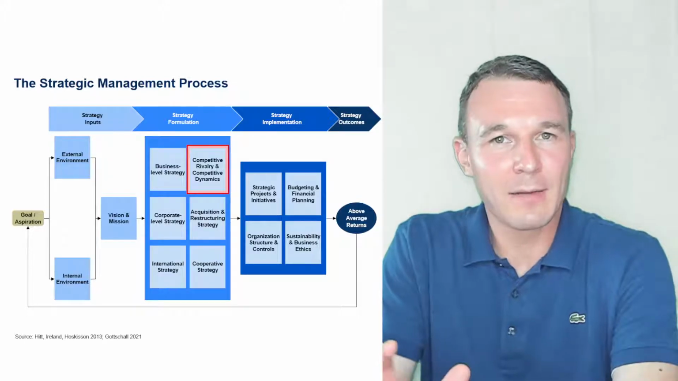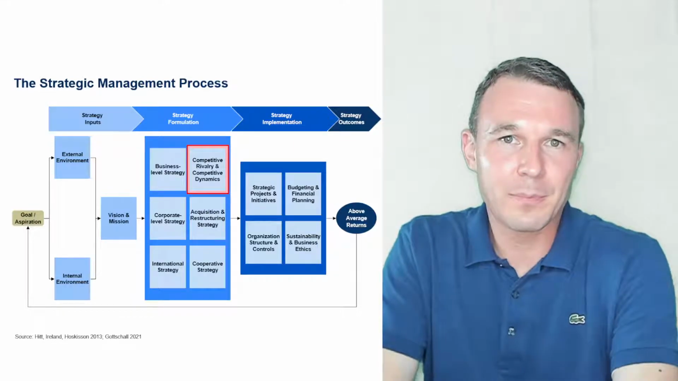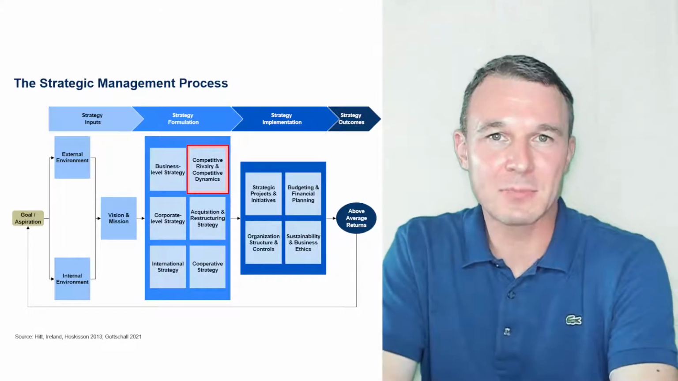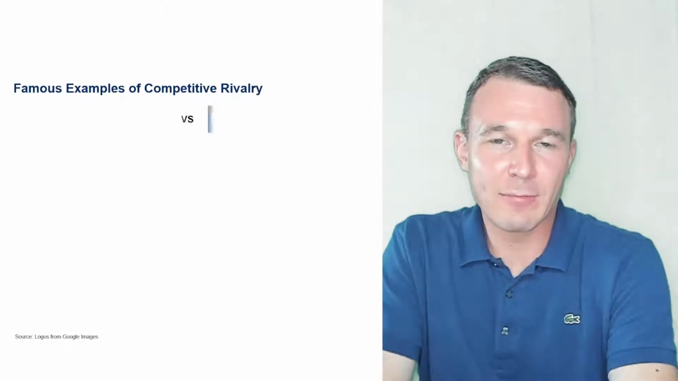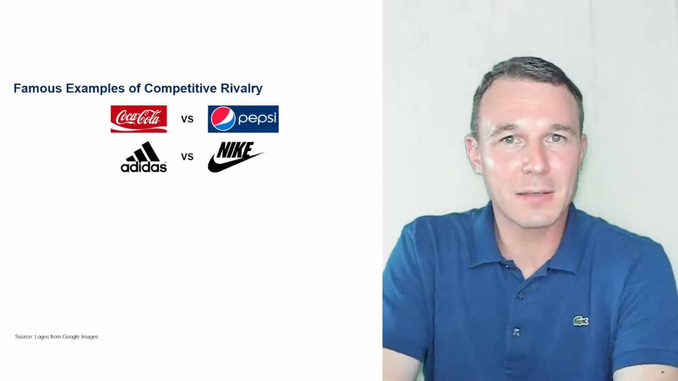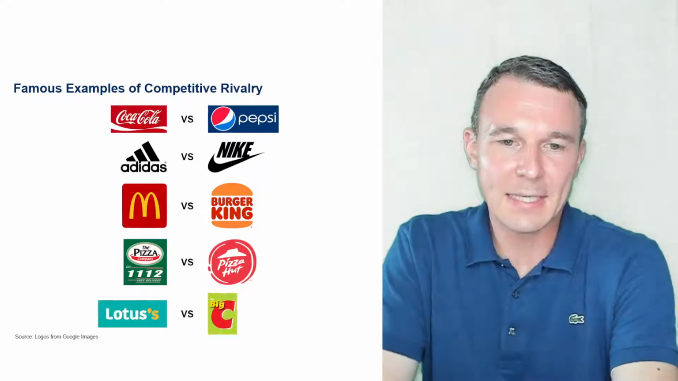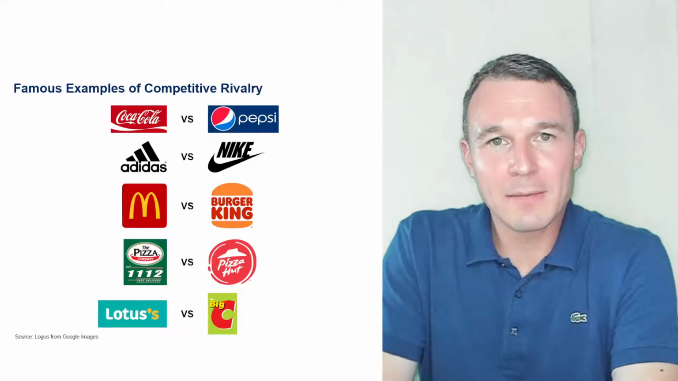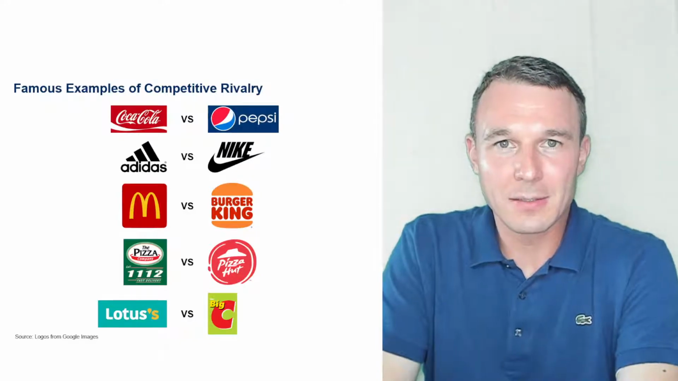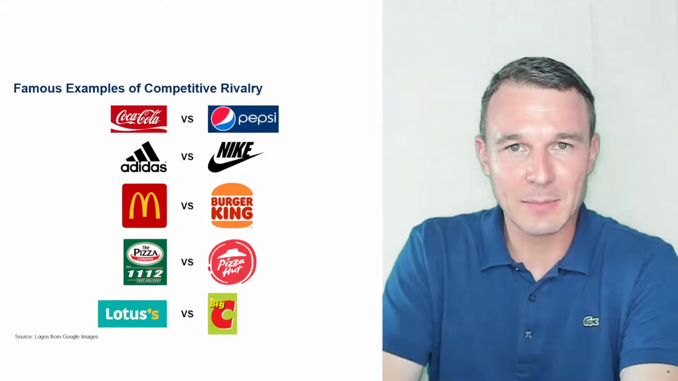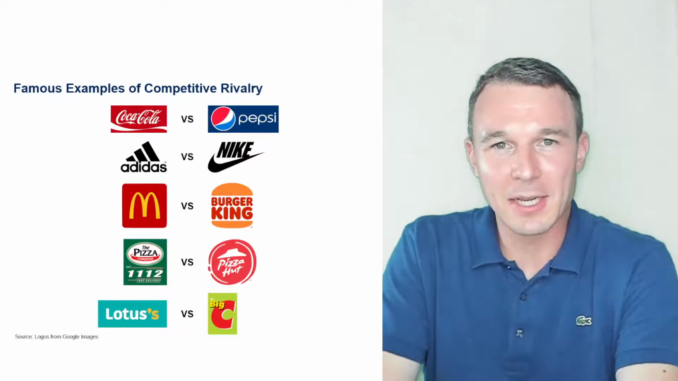We're going to look at what drives competitive attacks and responses and how we can possibly predict those attacks and responses of our competitors. To illustrate what I mean by competitive rivalry, here are a few examples of big, famous competitive rivals. For example, Coca-Cola and Pepsi, Adidas and Nike, McDonald's and Burger King, and here in Thailand specifically, Pizza Company and Pizza Hut, or Lotus and Big C in the hypermarket segment. So these are companies that fight very hard for space and for market share in their respective industries.